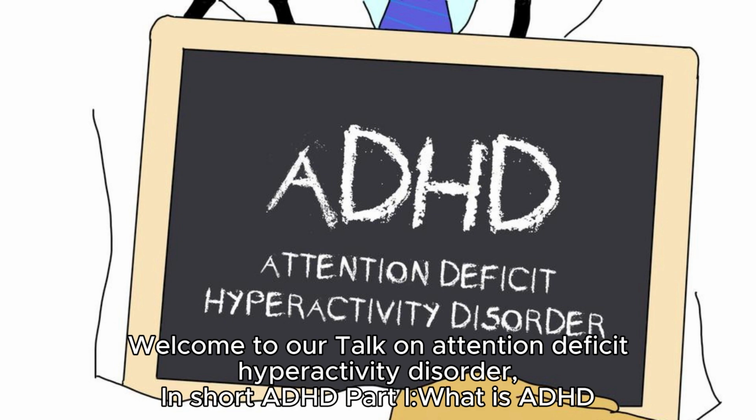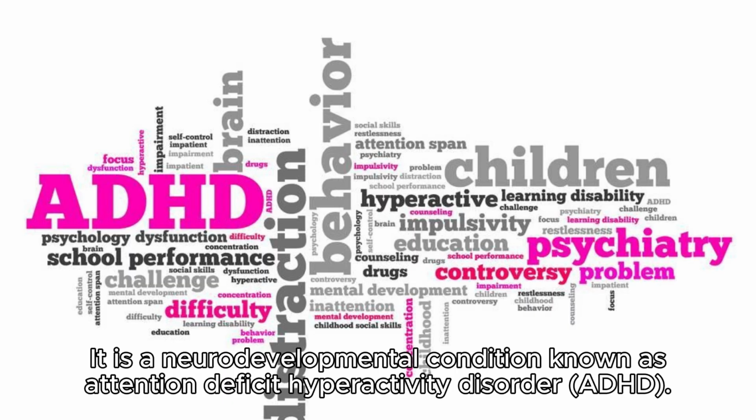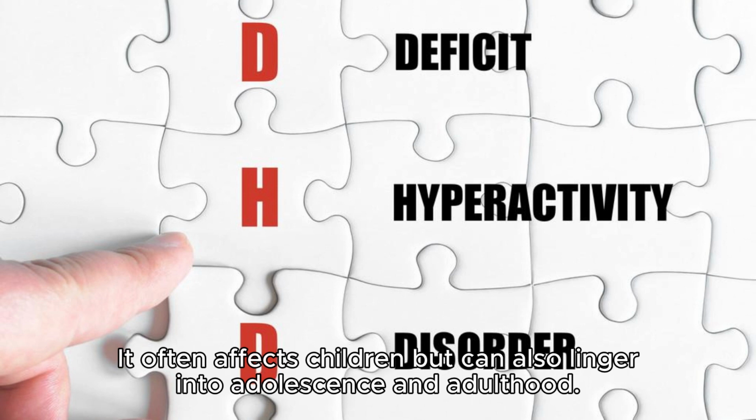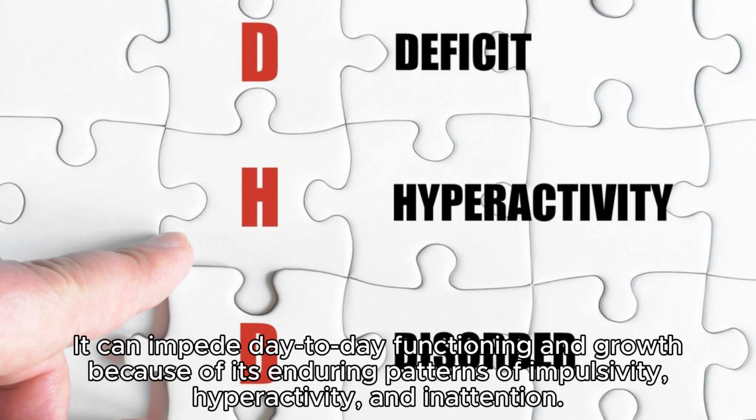What is ADHD? It is a neurodevelopmental condition known as Attention Deficit Hyperactivity Disorder, ADHD. It often affects children, but can also linger into adolescence and adulthood. It can impede day-to-day functioning and growth because of its enduring patterns of impulsivity, hyperactivity, and inattention.